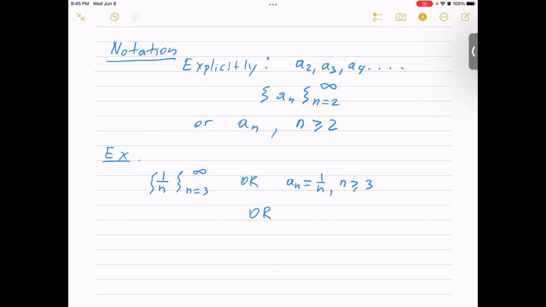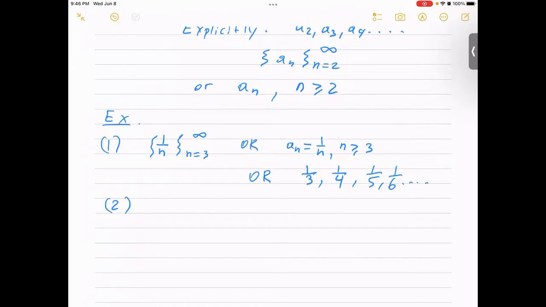And lastly, I can write it down explicitly. My first number is 1/3, because I started at n equals to 3. My next number is going to be when n equals to 4, 1 over 5, 1 over 6, and so on. That was the first example. In second example, I started with a sequence given explicitly. So I have 1/2, 1/4, 1 over 8, 1 over 16, and so on.